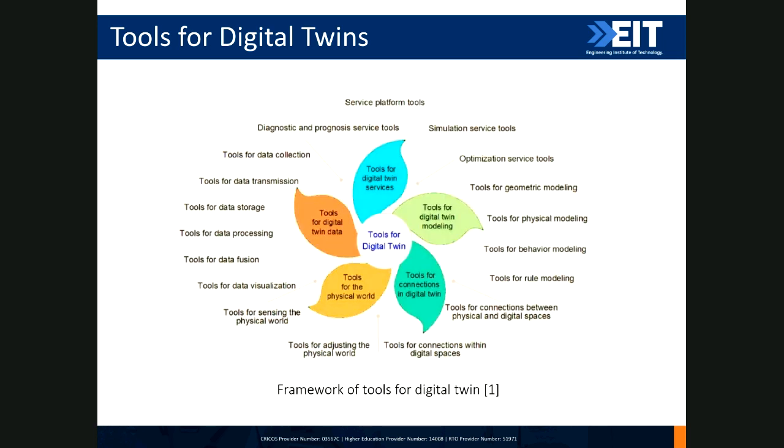Now here, this diagram shows the framework of tools for digital twin. Each and every dimension of digital twin and what sort of tools are needed there has been described in this one. For example, the tools for physical world, what do we need? Sensing the physical world, tools for adjusting the physical world, etc. So all different tools.